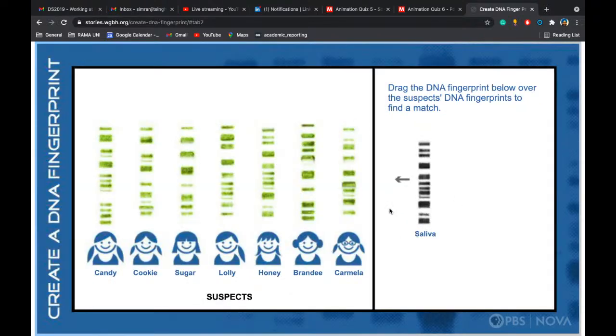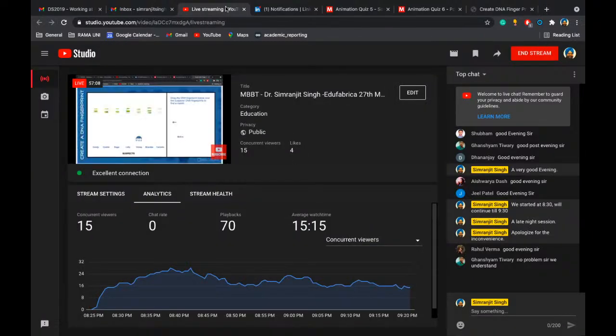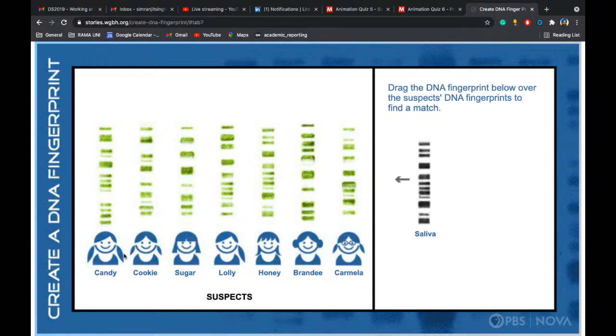Now choose the culprit. So this is the saliva of the culprit, and these are the various DNA fragments that we got from the girls. So which one do you think would be the culprit? Which one seems the same? Tell me in the chat box. Is it Candy, Cookie, Sugar, Lolly, Honey, Brandy, or Carmilla?